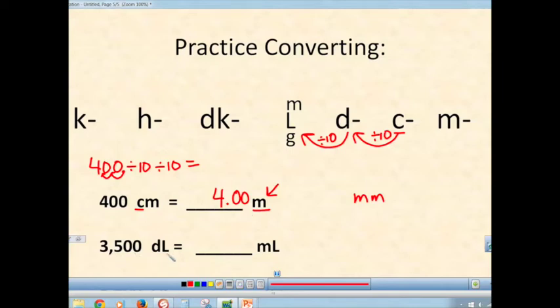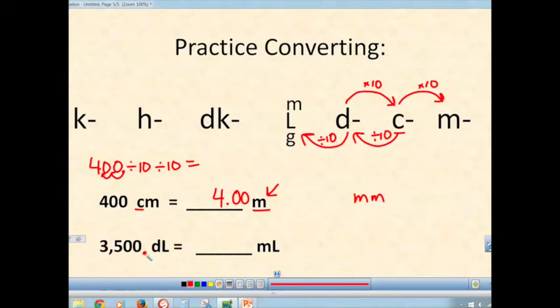3,500 deciliters equals how many milliliters? Well, here's deci, and again, here's ml, so that means milli. So we're going to multiply by 10, and we'll multiply by 10 again. So if you don't see the decimal, it's on the right. Don't just put it randomly anywhere. It's always on the right if you don't see it.